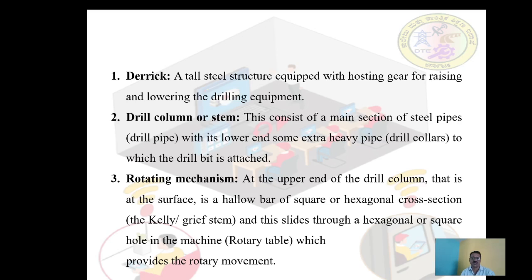Third is the rotating mechanism. At the upper end of the drill column, that is at the surface, is a hollow bar of square or hexagonal cross section, which is known as the Kelly or grief stem. This slides through a hexagonal or square hole in the machine, that is the rotary table, which provides the rotary movement.